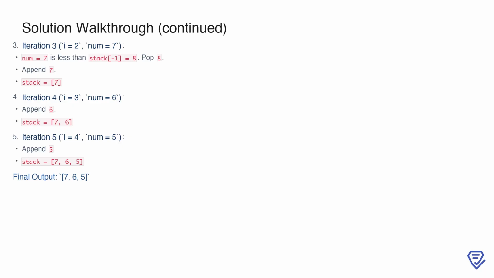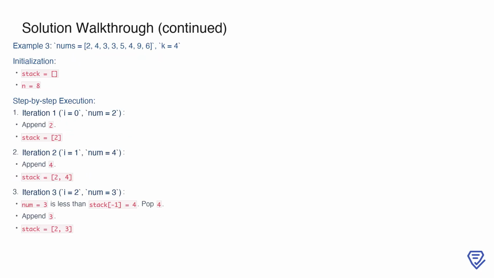The stack size is still less than k, so we append 6 to the stack, making it 7, 6. Finally, in the fifth iteration, number is 5. Again, the stack is not yet full, so we append 5, resulting in a final stack of 7, 6, 5. The most competitive subsequence for this example is 7, 6, 5.